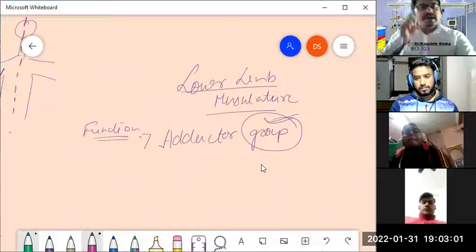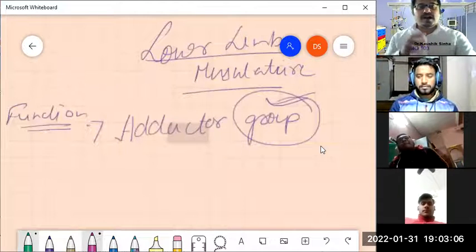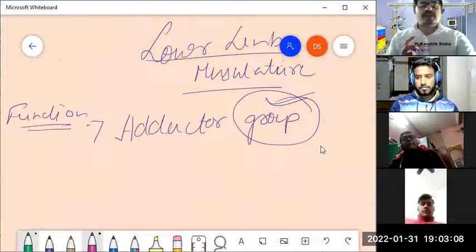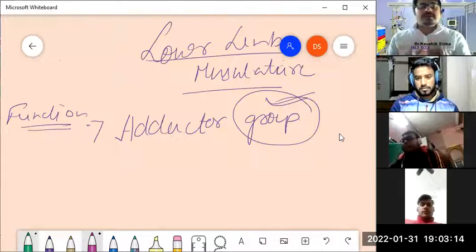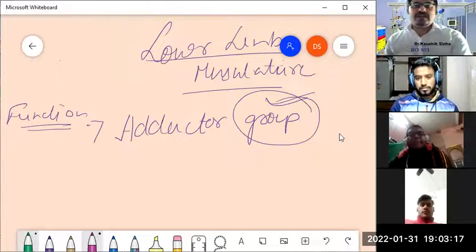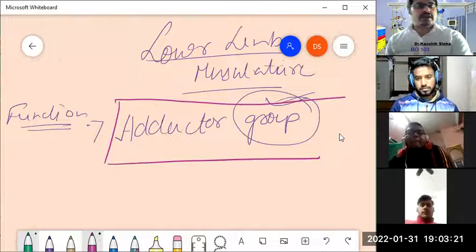Now, the adducted state being more necessary, the muscles here outnumber the other muscles which can cause abduction. So those muscles which keep the lower limb in the adducted state are collectively termed as the adductor group. Understood? What is the adductor group?